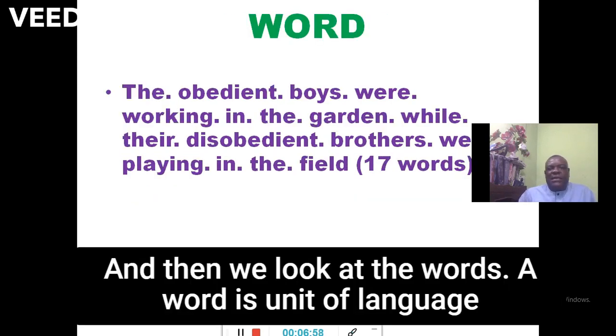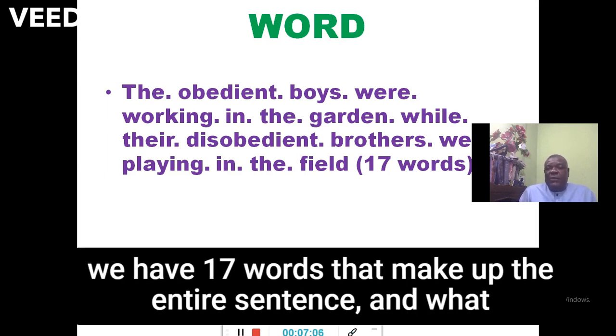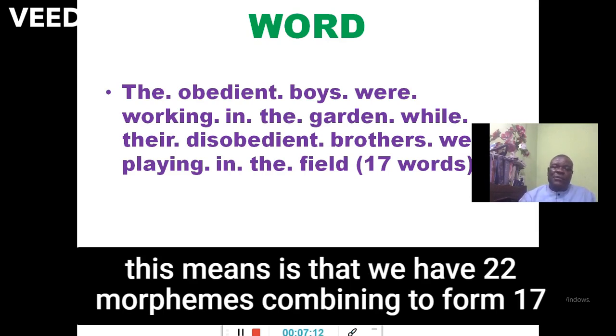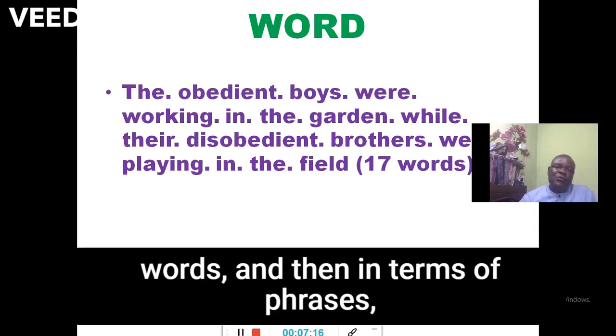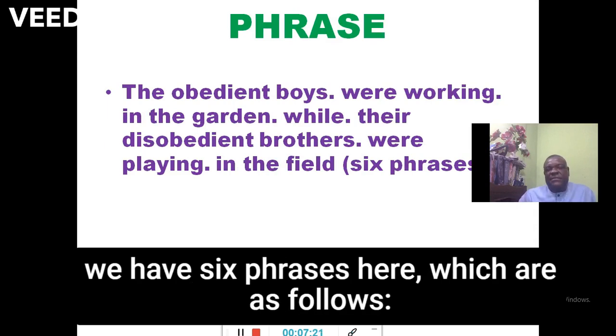And then we look at the words. A word is a unit of language that means something and can be spoken or written. Here we have 17 words that make up the entire sentence. And what this means is that we have 22 morphemes combining to form 17 words. And then in terms of phrases, we have 6 phrases here, which are as follows.